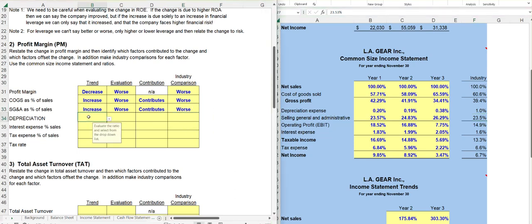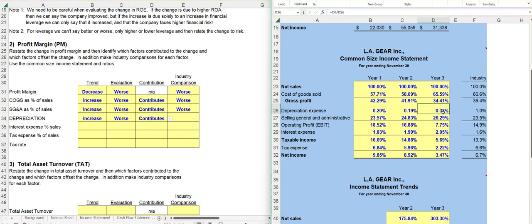Let's take a look at depreciation expense. Depreciation expense has gone from 0.2% up to 0.38%. So depreciation expense has also increased. The evaluation would be that's worse from a profitability perspective. It is contributing to our falling profit margin. But as far as depreciation expense goes, we are better than the industry average. It's gone up, but we're still better than the industry average.